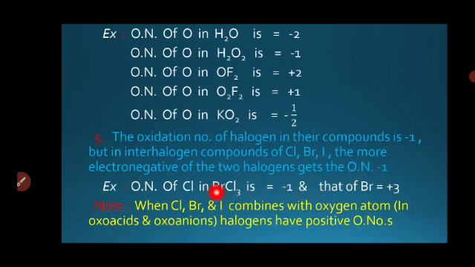Now one more note is there, when Cl, Br and I combine with oxygen atom, that is in oxo acids and in oxo anions, halogens have even positive oxidation numbers. Okay, so which one it is, that we will see later on. Okay, till that you can remember just this rule. So now if you see this fifth rule, is the reference of fluorine given? No, because fluorine exhibits only one oxidation state, that is -1. Okay.